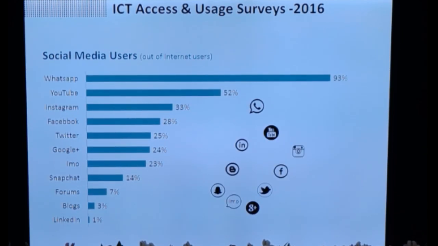On the social media trend, as we can see here, WhatsApp is the most common, then YouTube, followed by Instagram. As I mentioned before, access to professional social media platforms like LinkedIn and blogs is very low compared to WhatsApp and YouTube, which are common for everybody.